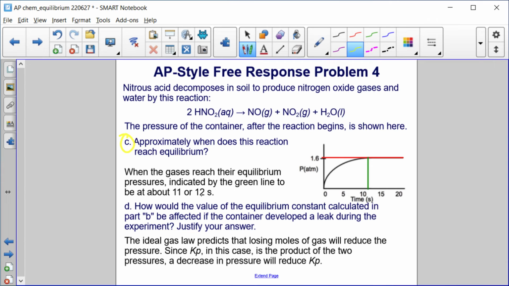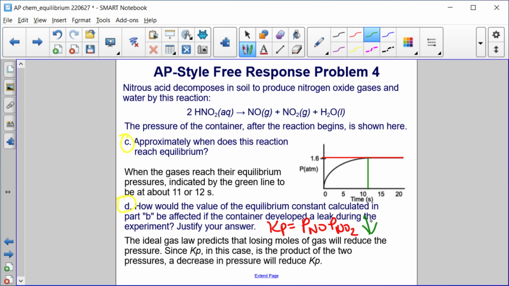Okay. Part D, how would the value of the equilibrium constant calculated in Part B be affected? Keeping in mind that that equilibrium constant was the product of the two pressures of the two gases, how would the value of that equilibrium constant be affected if the container developed a leak during the experiment? What happens when you have a leak in the container? The container is no longer able to maintain its pressure. So what happens is the pressure of both of these gases decrease.